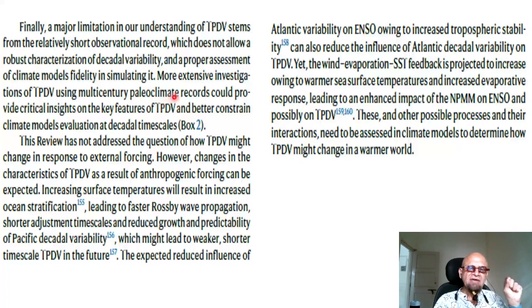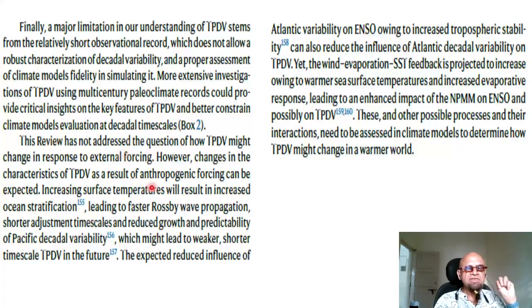If we cannot nail it down in the observations, then saying whether the models are right or wrong becomes very difficult. More extensive investigation of TPDV using multi-century paleoclimate records could provide critical insights on the key features of TPDV and better constrain model evaluation at decadal timescales. But typically paleo records are far apart, and it's not always clear what scale they represent, right? If you find coral data in the east or west or north somewhere, sediment data, whatever, how representative are they?